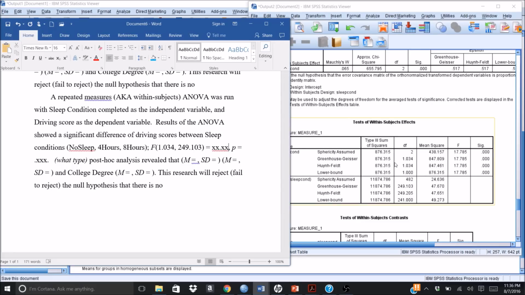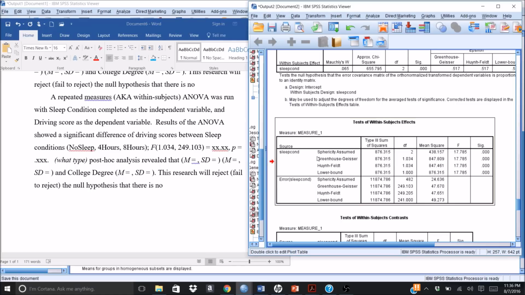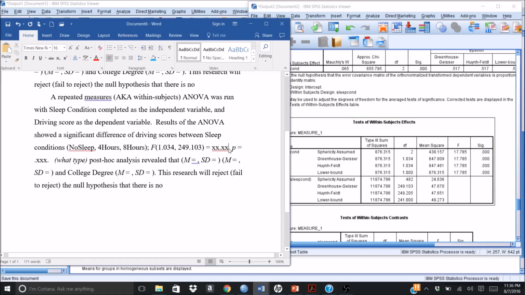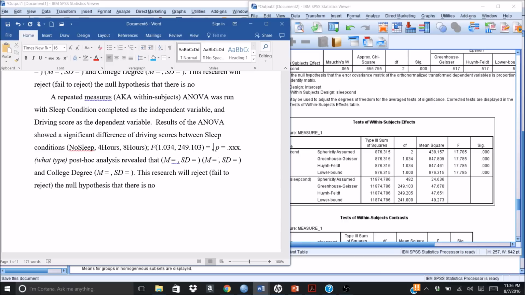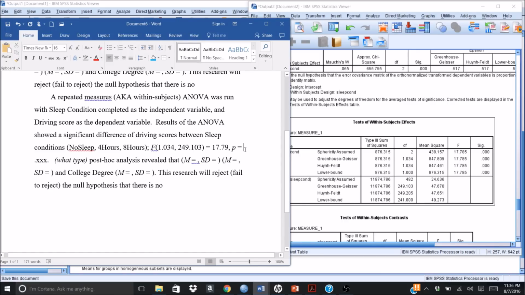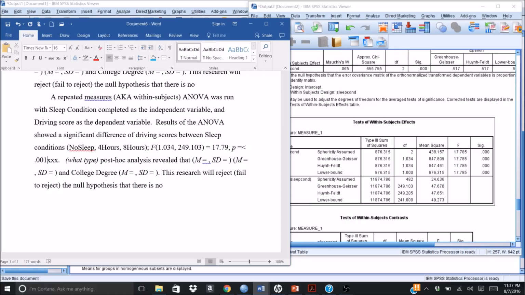Then we're going to put our actual F statistic. So we look across at the Greenhouse-Geisser. And we can see that our F statistic is 17.785, which we can round to 17.79. And our p-value, it does show that it is significant, 0.000, which means that we write it as less than 0.001.